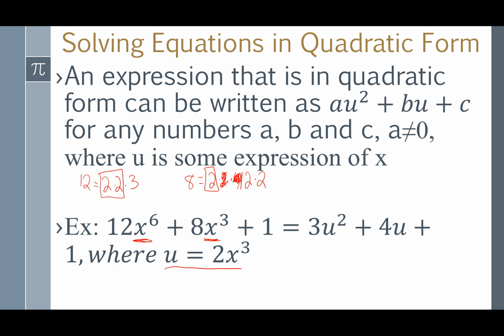Ultimately, you can still solve this correctly, even if you just rewrite the x cubed as u, and just make this 12u squared plus 8u plus 1. You can still solve that as a quadratic and get ultimately the same answer in the end. So if you're unsure of how to rewrite it in the simplest form, u is 2x cubed, then just simply rewrite the x cubed as u and just leave the coefficients alone.